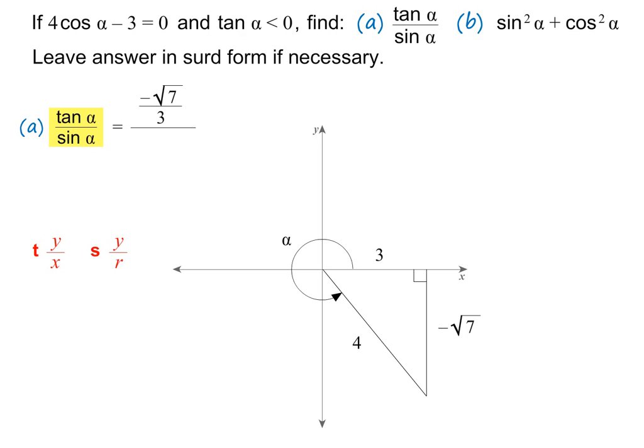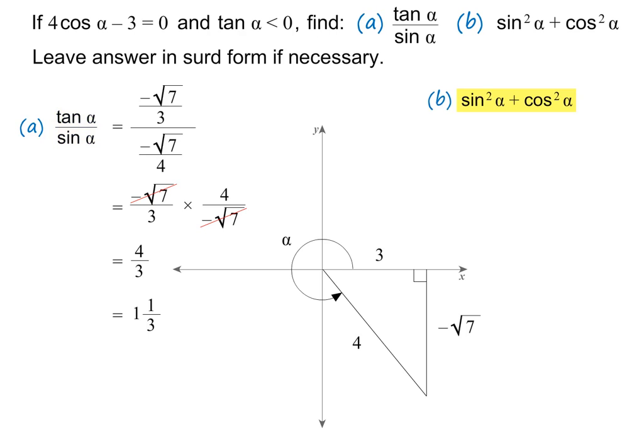Using the sketch, we get that tan alpha is minus root 7 over 3, and sin alpha is minus root 7 over 4. Dividing by a fraction is the same as multiplying by the reciprocal. This means we can cancel the square roots. The final answer to part A is therefore 4/3 or 1 1/3. Please pause the lesson if you need more time to check the working.